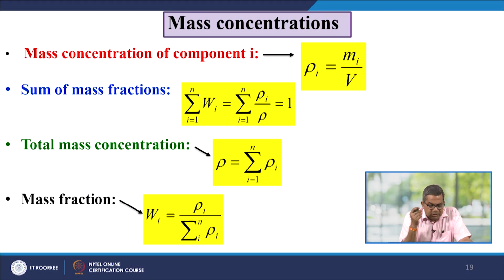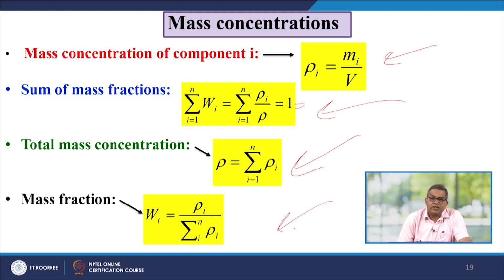Let's talk about the mass concentration. The mass concentration of a component is given by rho i equals m i over V, and the sum of the mass fractions is the summation from i equals 1 to n of w i, which is the summation of rho i over rho, and that must be equal to 1. The total mass concentration is rho equals the summation from i equals 1 to n of rho i, and the mass fraction is w i equals rho i over the summation of rho i.